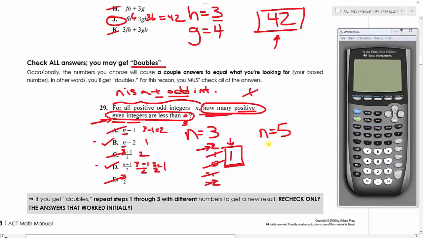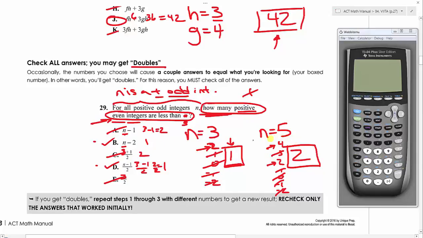We'll go to 5. The numbers less than 5 are 4, 3, 2, 1, 0, negative 1, negative 2. Well, remember we said these are not positive. These two are not even. So there are two positive even integers less than 5. 2 and 4 makes 2 positive even integers.